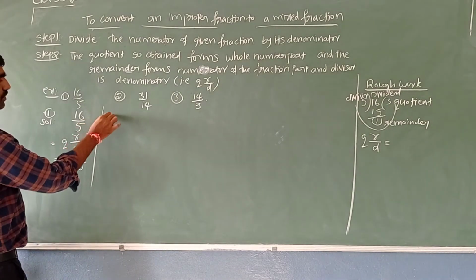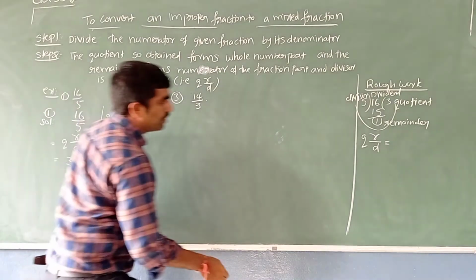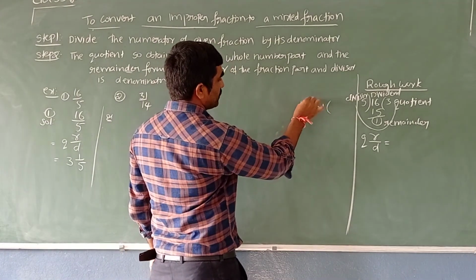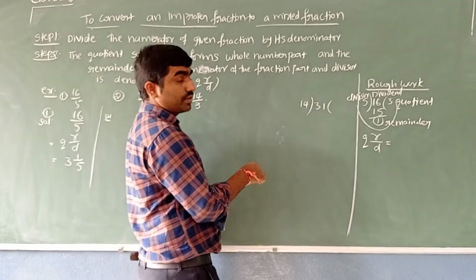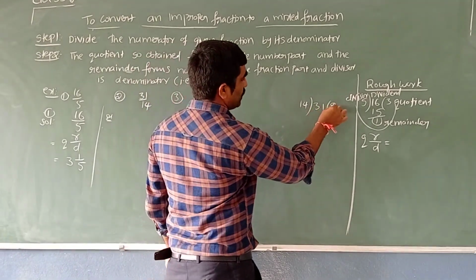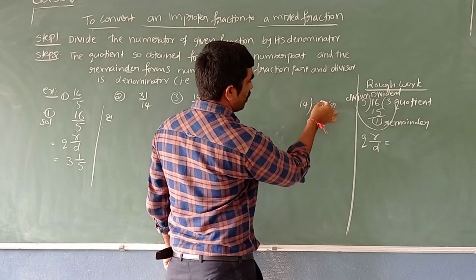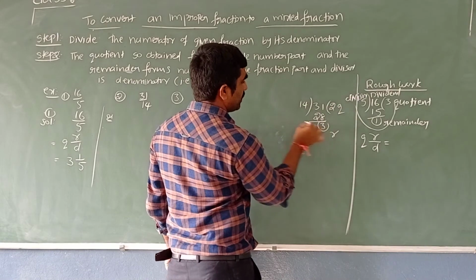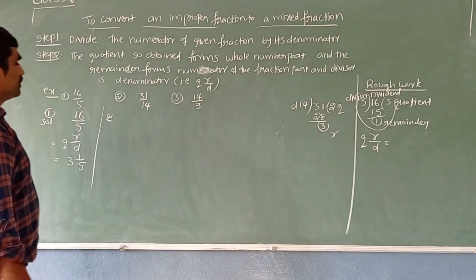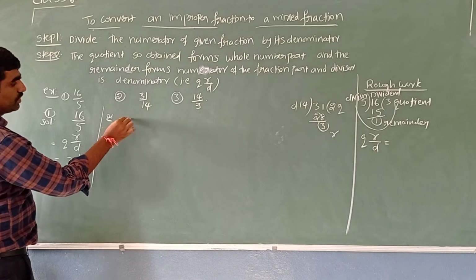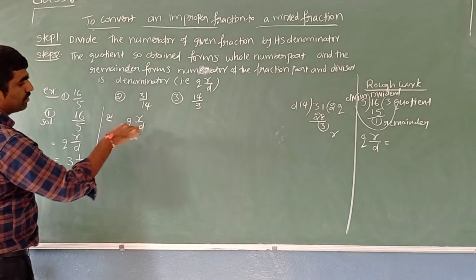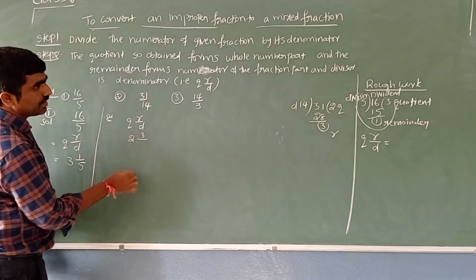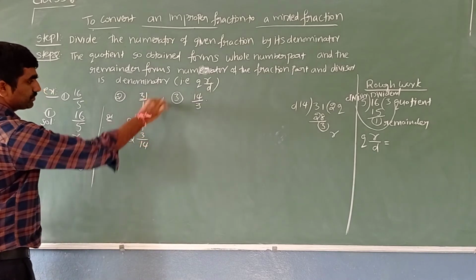Now let's see the next example. Solution: 31 by 14. For 31 by 14 also we will divide. 14 1s are 14, 14 2s are 28, 14 3s are 42, which is more than this. So 14 2s are 28. By subtraction, 3 is left. This one is called the quotient, remainder and divisor. How can I express this as quotient, remainder by divisor? The quotient is 2, the remainder is 3, and the divisor is 14.